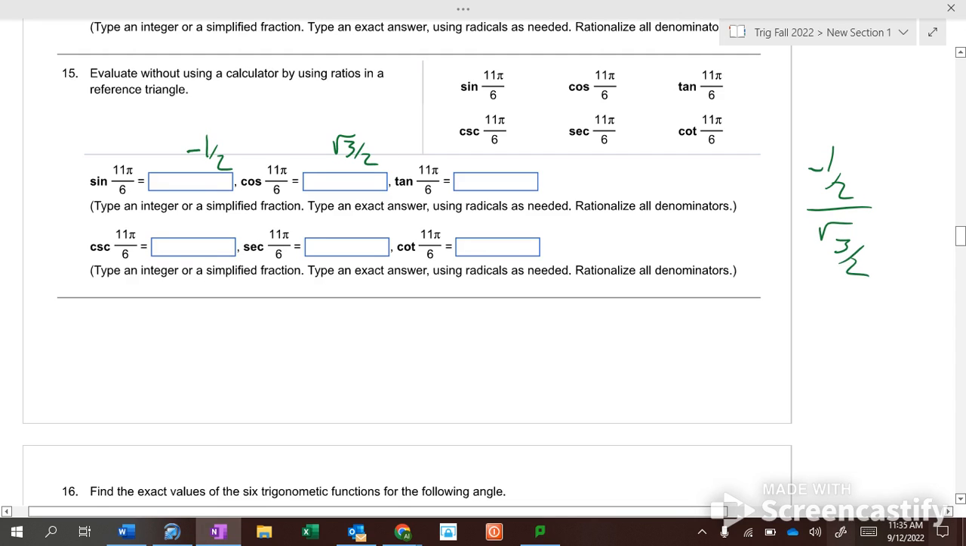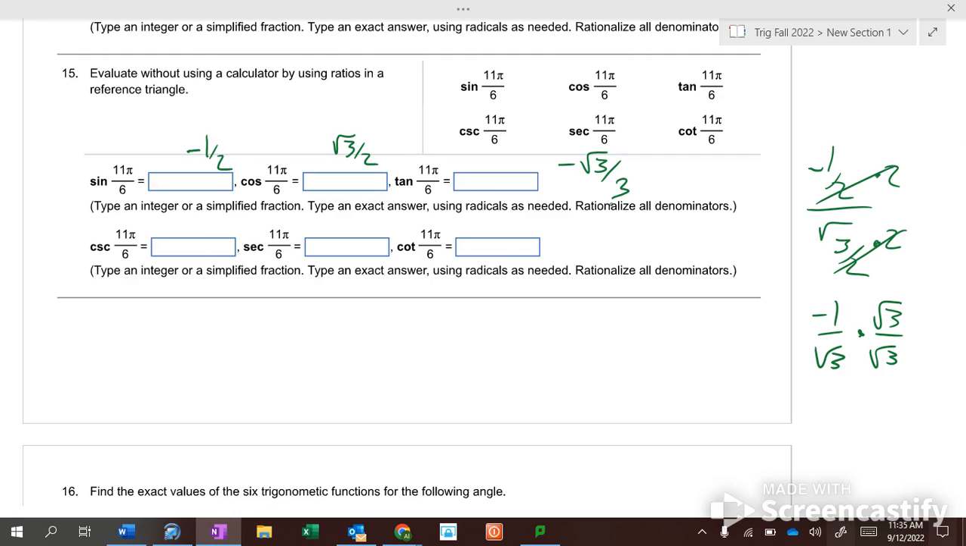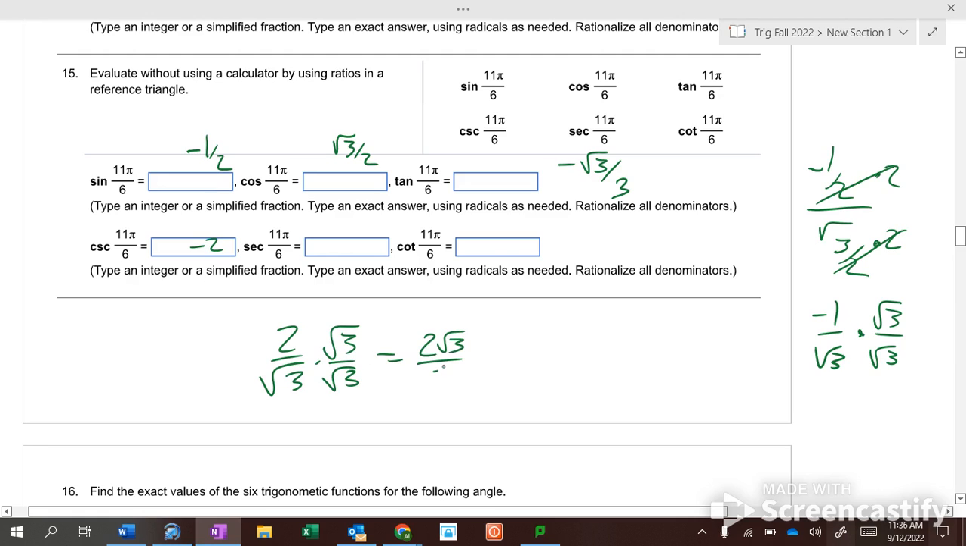When I have a complex fraction, to get rid of it, I multiply by the denominator of the denominator. 2's cancel. So I get negative 1 over square root of 3. Can't leave it like that, so multiply top and bottom by square root of 3. So I get negative square root of 3 over 3. Cosecant. What do I do to find the cosecant? I just flip the sine. So it's negative 2. To find the secant, I just flip the cosine. So it's 2 over square root of 3. Can't leave it like that. So it's 2 square root of 3 over 3.